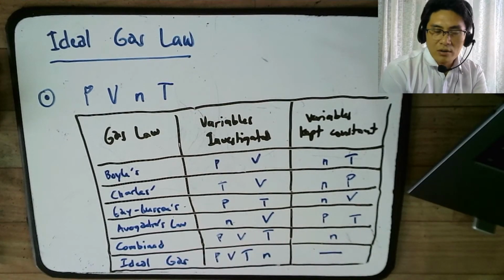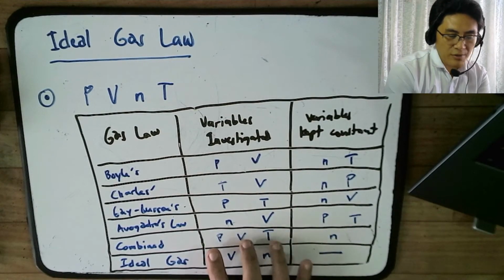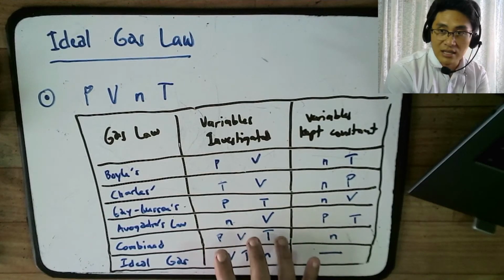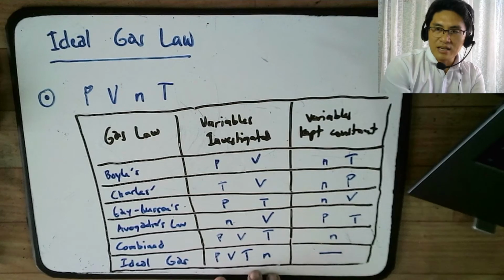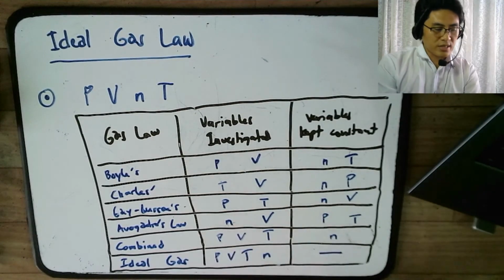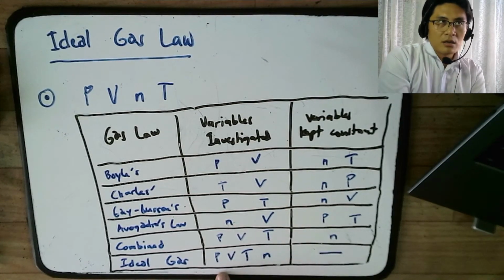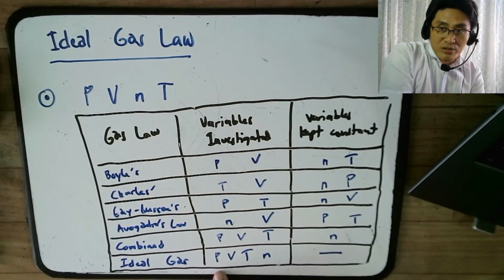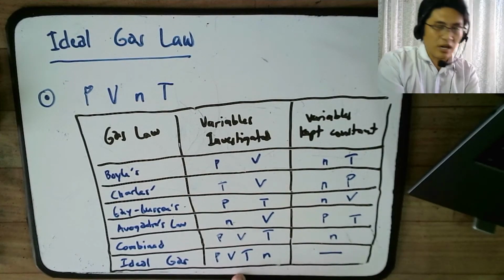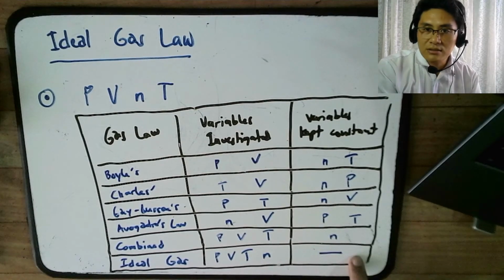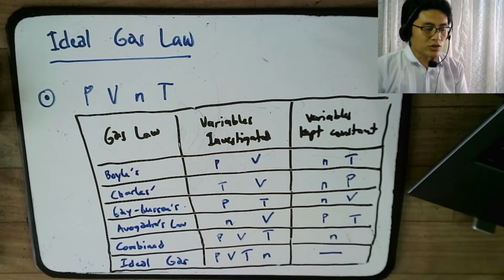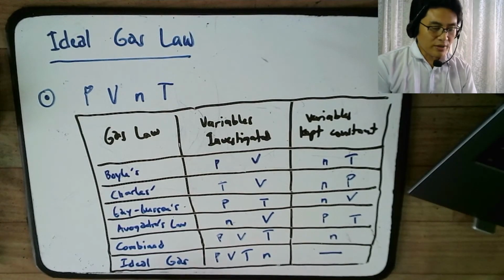In combined gas law, it's like, okay, what if these three can change, P, V, and T, but N cannot change? So therefore, in the ideal gas law, we are going all out. We are saying, okay, what if we set that the pressure can change, the volume can change, the temperature can change, and the number of particles can change, and nothing is kept constant? Okay, so that's the idea. So that is why we have what we call the ideal gas law.